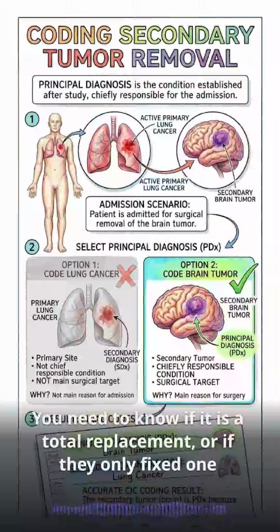You need to know if it is a total replacement, or if they only fixed one part. You also need to know if the surgery is a revision, which means fixing an old replacement. Train, test, we need to fix, repeat the process until you can code these cases easily. Let us look at the questions for this section, so you can test your medical coding knowledge.